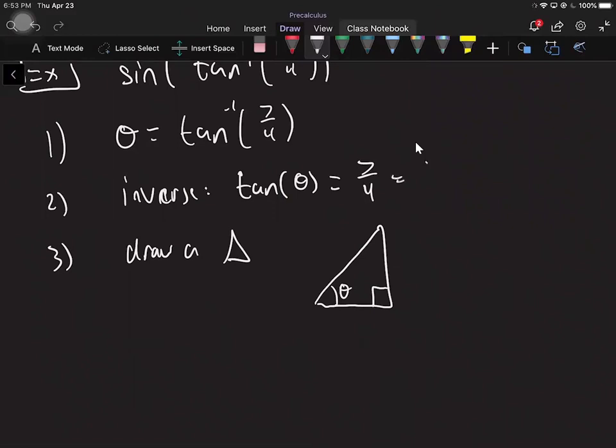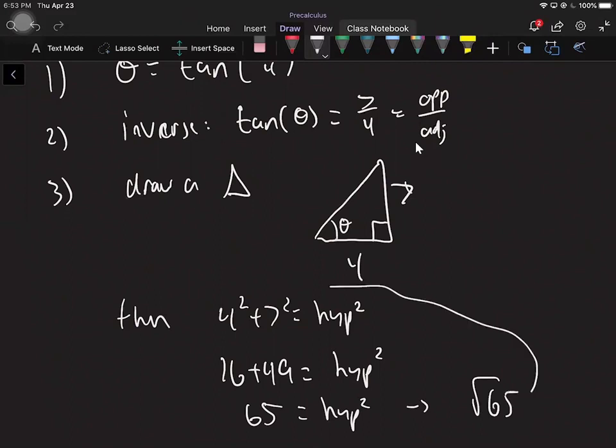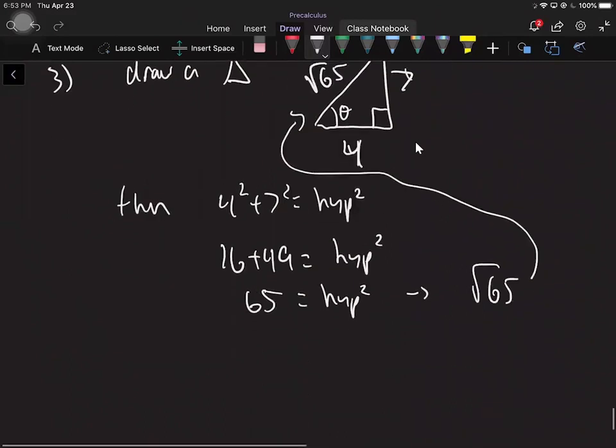So this is opposite over adjacent. So this has to be 7, this has to be 4. And then I can use the Pythagorean theorem. So I can say 4 squared plus 7 squared equals the hypotenuse squared. So 16 plus 49, that baby is still crying. 16 plus 49 is, I think, 65? It's the hypotenuse squared, so the square root of 65 is what goes here. This looks like a y, but that's a 4. Okay, so that goes there, and then what's the answer?